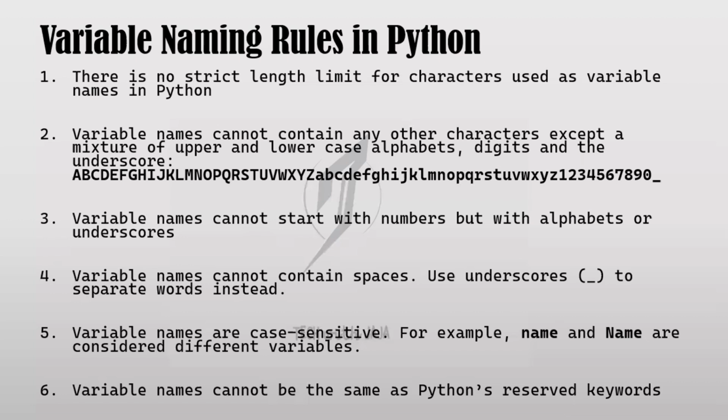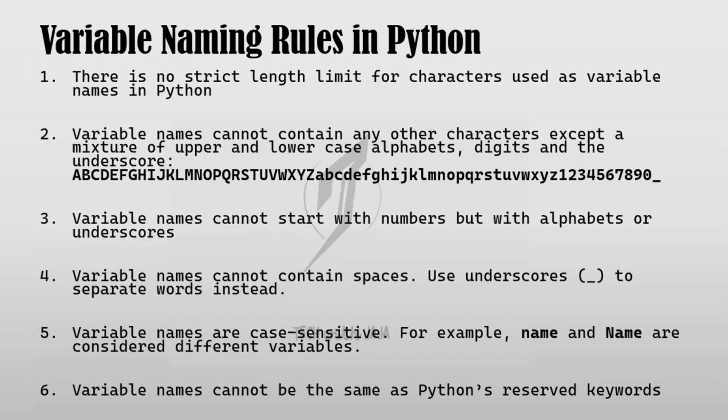The first is that there is no strict length or limit for characters used as variable names in Python. I will read all of this through to you, then I will go to the code editor so that I can write code that will help us better understand this.